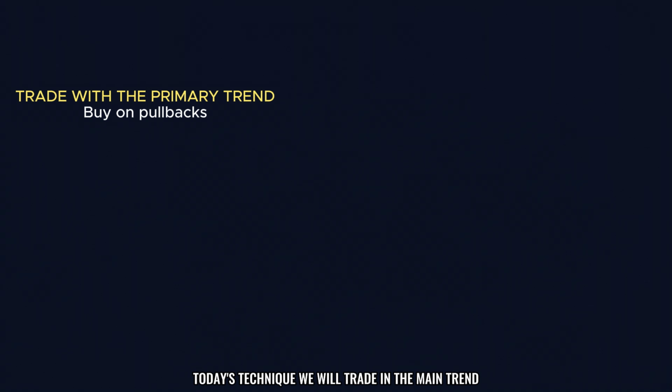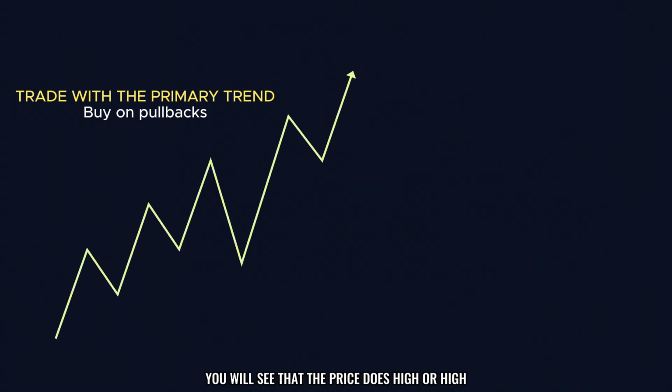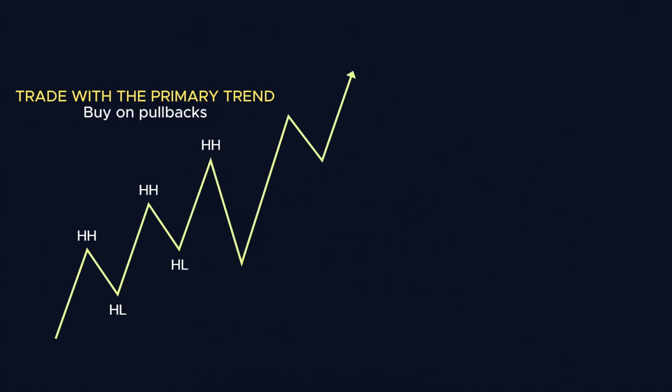Today's technique, we will trade in the main trend. We will buy when the price rises back. The shape of the graph will be like this. You will see that the price makes higher highs and higher lows. Every time it makes a higher high and goes back, it will have a resistance, right? And when it makes a higher low and bounces back, it will have a resistance like this line.